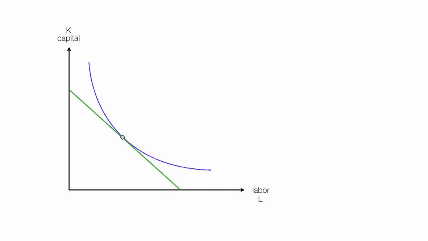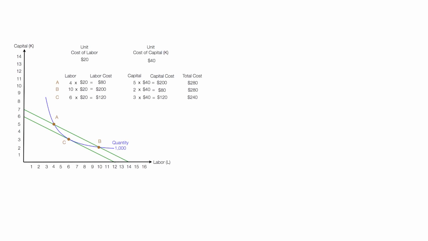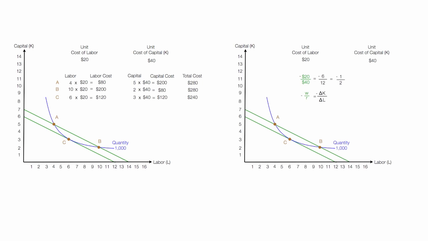The producer will produce at that gray dot right there. And this is equal to the ratio of the wages to the rate of capital. And this is also equal to the change in capital divided by the change in labor. This is equal to the marginal product of labor divided by the marginal product of capital, which is the marginal rate of technical substitution. And that's what I covered in the previous video. Now I will do the same type of analysis, but I will use numbers. And I'm going to make a table of numbers, and I'm also going to recalculate all the ratios as well.